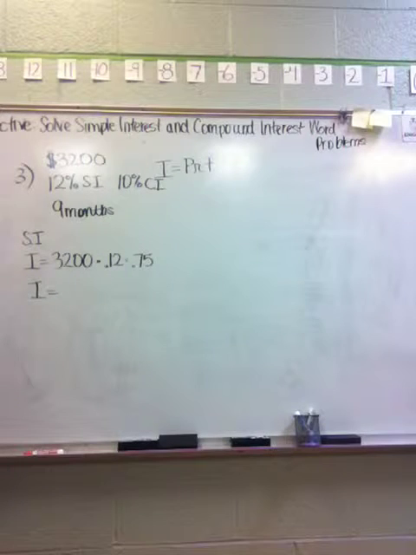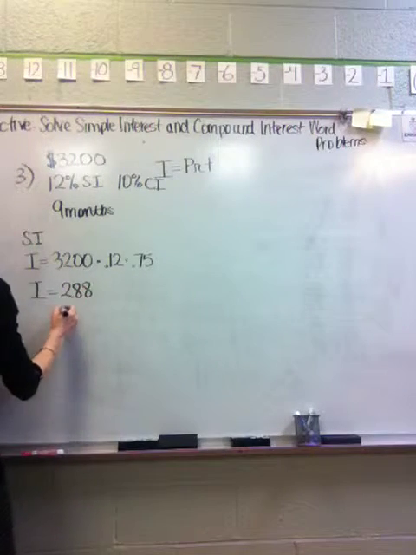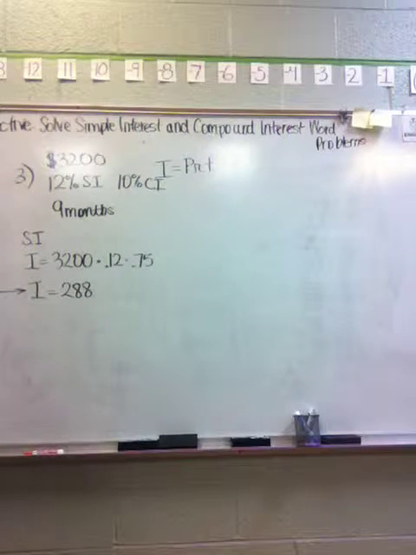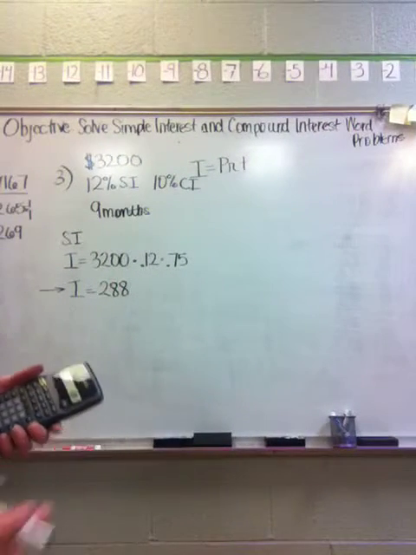Would you do 0.75 for compound too? No, how much is a quarter? 0.25. So I get 288. So at the end, I've got what? I think it's just looking for interest. It's just asking for interest, right? Which investment will earn more in 9 months? Okay, so is it interest or? Yeah, we're just looking at the interest.